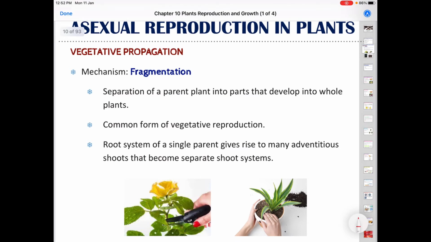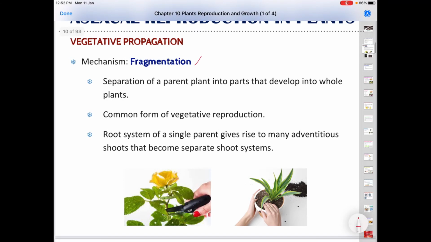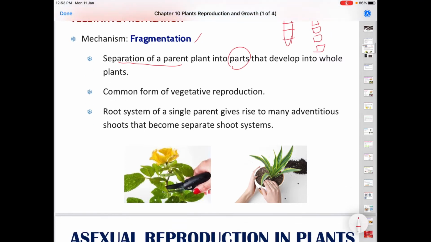Okay, so this is vegetative propagation through fragmentation. Fragmentation is the separation of a parent into parts. Okay, from one parent, it separates into several parts, so each of the parts will develop into a new organism. So that is fragmentation. It is a common form of vegetative propagation. The root system of a single parent gives rise to many adventitious shoots that become separate shoot systems. So this is the process of how fragmentation happens. Okay.